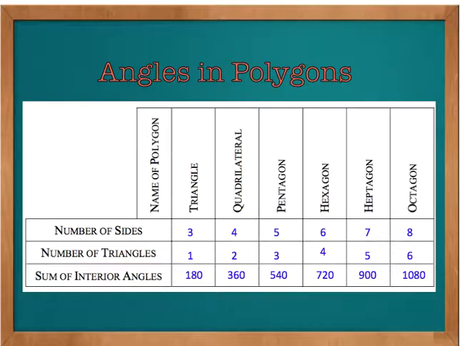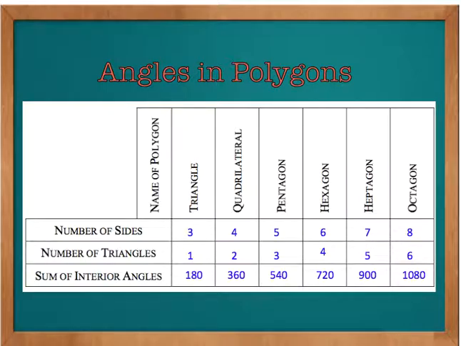The number of sides in a triangle is 3. How many triangles can we fit in a triangle? Obviously, just one, which is itself. And the sum of all angles adds up to 180 degrees. For quadrilaterals, such as rectangles, squares, kites, rhombus, the number of sides is 4. If we draw one diagonal from one corner to the opposite, we can fit 2 triangles, and the sum of all angles is 360 degrees. For pentagons, the number of sides is 5, we can fit 3 triangles. The interior angles add up to 540 degrees.